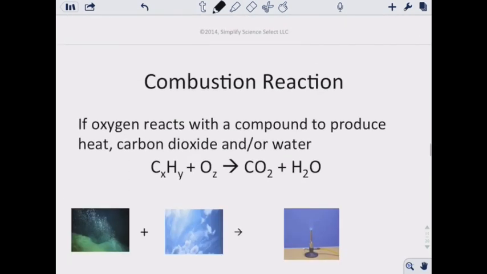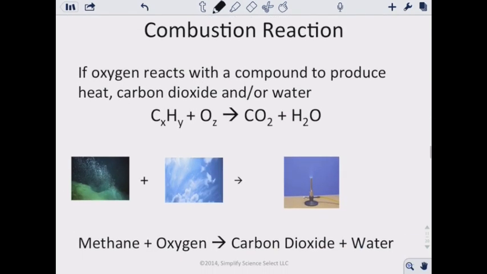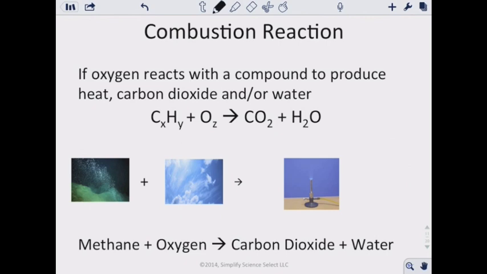And then lastly, of the 5 major types, we have combustion reaction. So if oxygen reacts with a compound to produce heat, carbon dioxide and/or water, what we see is we have a combustion reaction. And this just has to be oxygen pretty much reacting with anything else. If it's a hydrocarbon, meaning some carbon and hydrogen bonded together, it's going to produce CO2 and H2O.